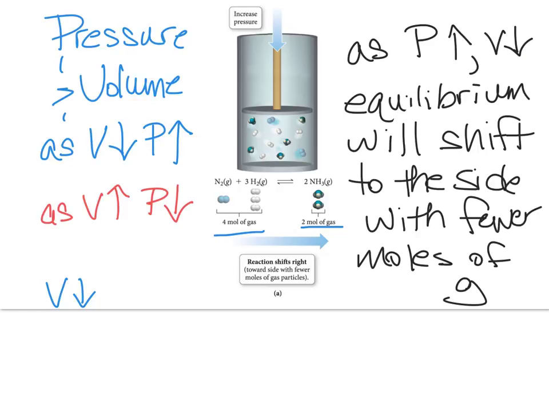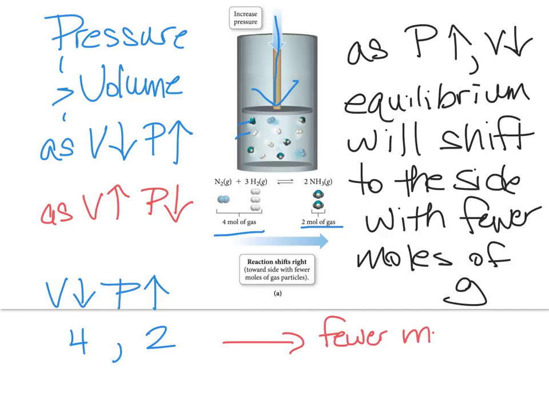Remember, we represent that by pushing down on this movable piston. So pressure is going to increase. The amount of collisions would go up. There's less space, and those molecules would collide with the sides of the container more frequently. That would be an increase in pressure. And so in this case, because we have a reactant with 4 moles and a product with 2 moles, equilibrium would shift to the right, to the product side, because there are fewer moles of gas.